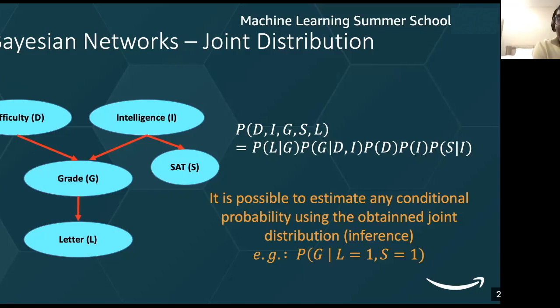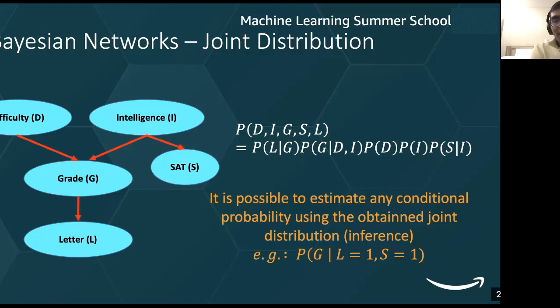And then finally, let's look at the SAT node. Clearly, the SAT only depends on the intelligence, right? So if you were to write down the conditional expression for this particular case, you would write probability of S given I, where I is the intelligence. So this is how you would essentially break down what would have been a complex probability distribution into a much simpler expression based on conditional distributions that arise out of this particular graph structure.